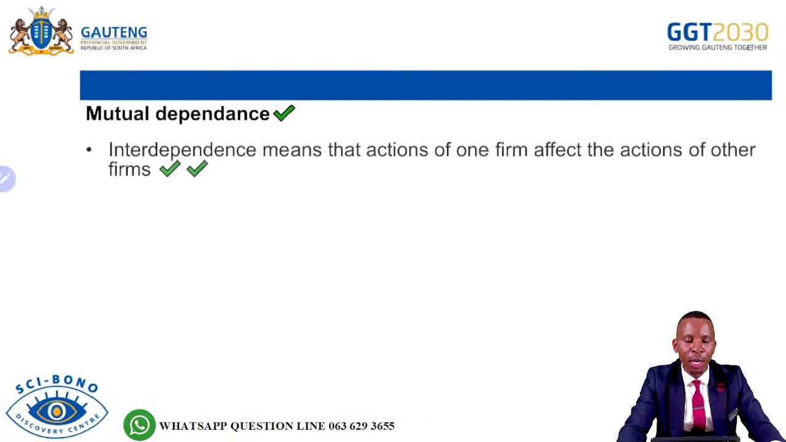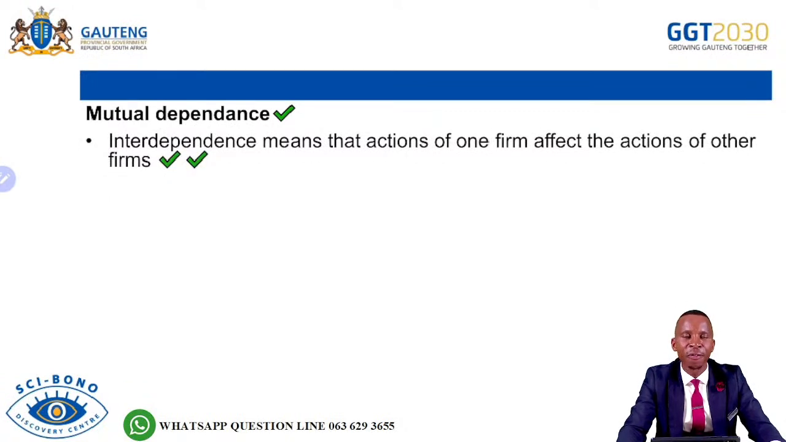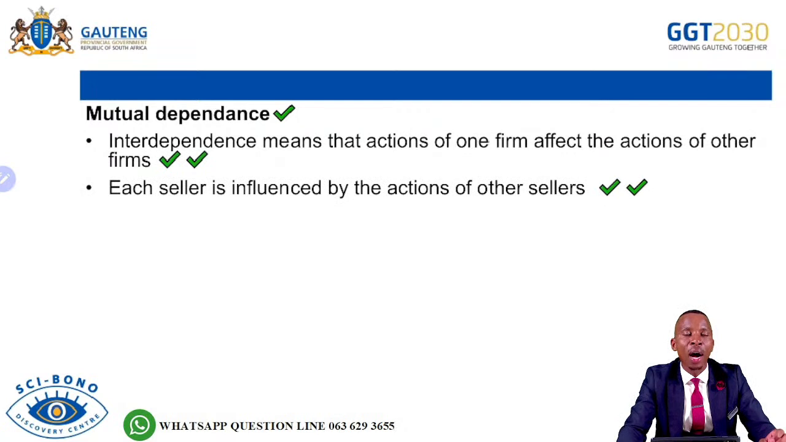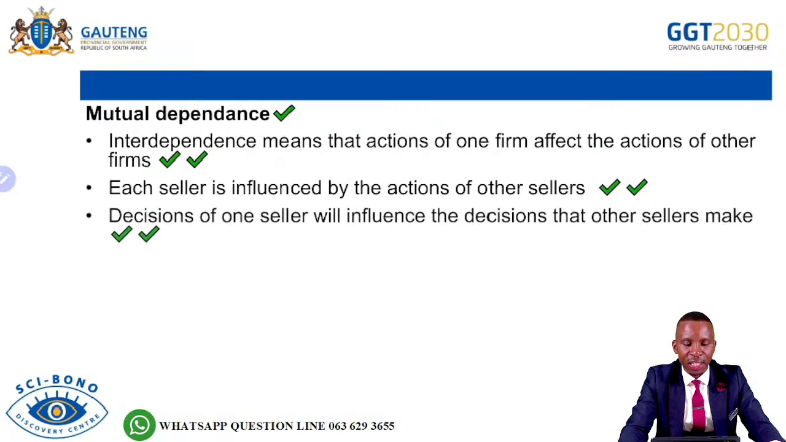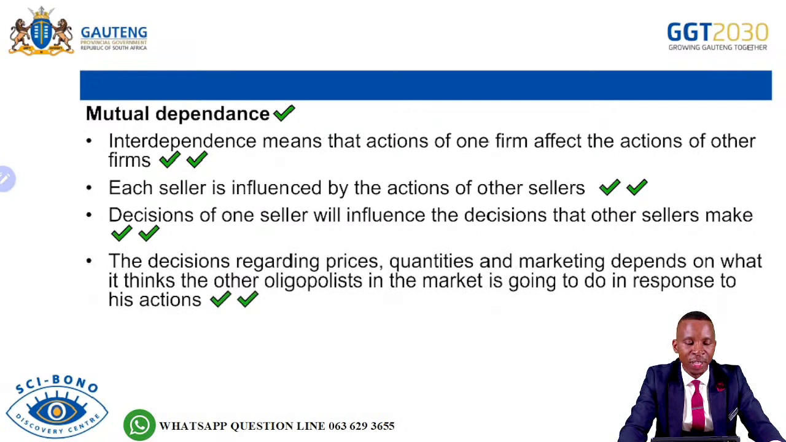Mutual dependence. We know that under oligopoly, there's a high level of interdependence. Firms are very much dependent on one another. They watch each other very closely on decision making, because if one firm makes a profitable decision, other firms might decide to take that decision also to avoid losing their profits and market share. Each seller is influenced by the actions of another seller. Decisions of one seller will influence the decision to be taken by another seller or competitor. The decision regarding the price, quantities, and marketing depends on what it thinks the other oligopolies in the market are going to do in response to its actions.